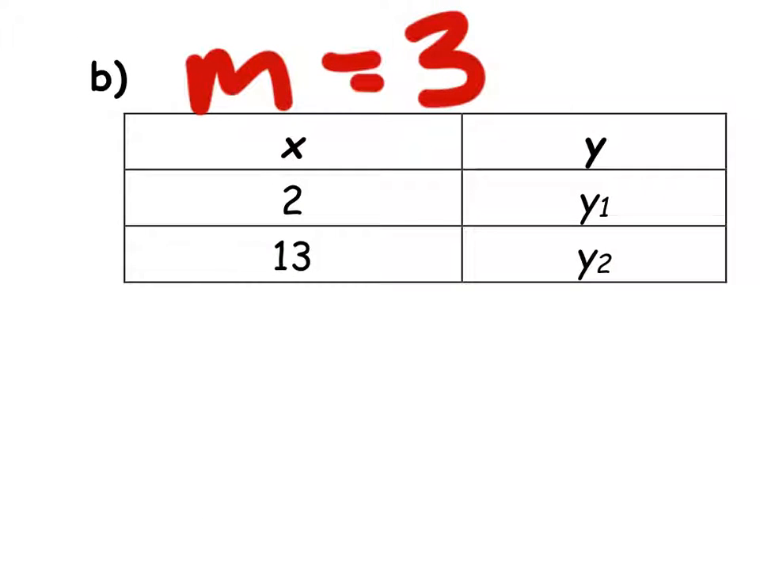All right, now would be a good time to start with B as well. So I'll take a moment and see if you can find two values of y1 and y2 that would be points on the line with the slope of 3.